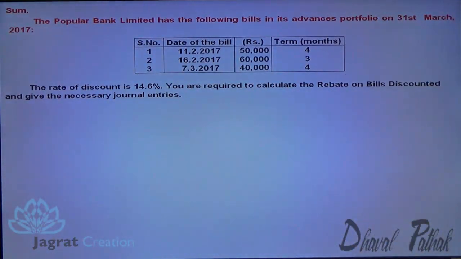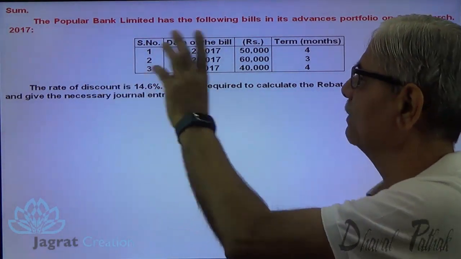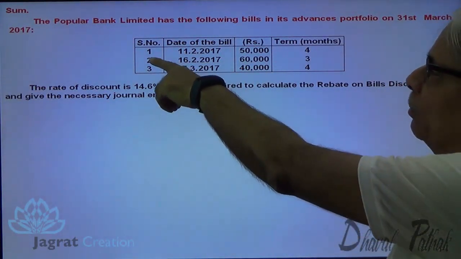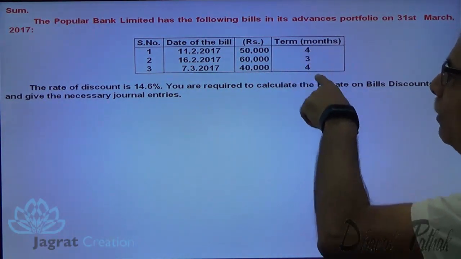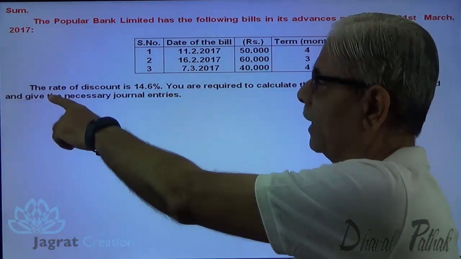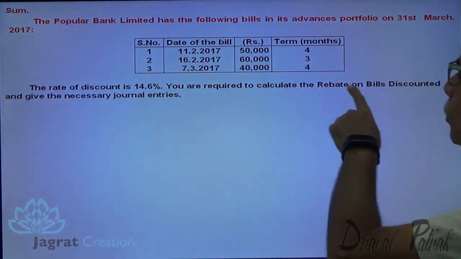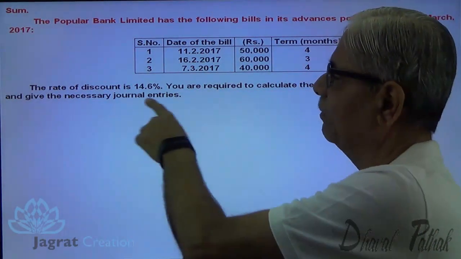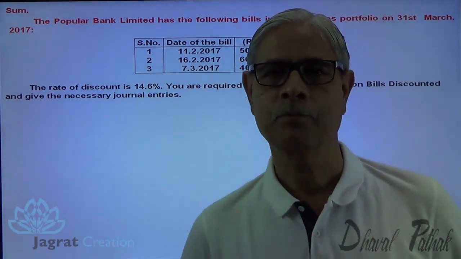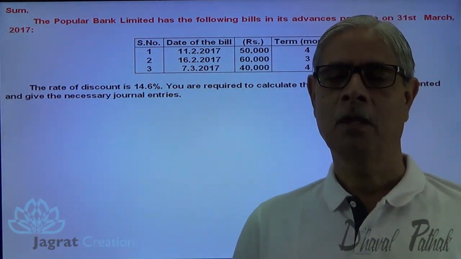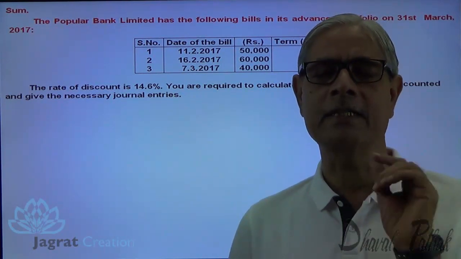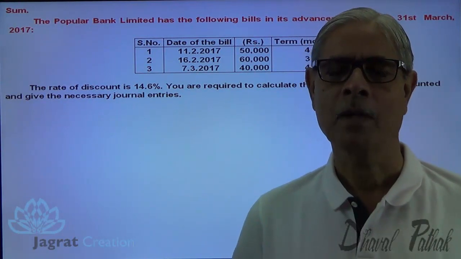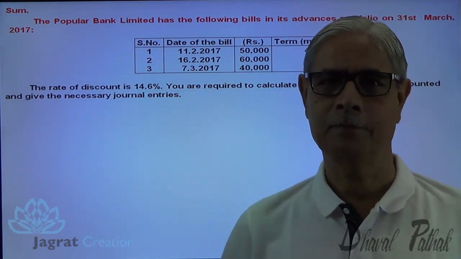Popular Bank Limited has the following bills in its advances portfolio as on 31st of March 2017. So, bill number 1, 2 and 3, date of bill, the amount of bill, and the term of bill. The rate of discount is 14.6%. You are required to calculate the rebate on bills discounted and give the necessary journal entries. Now, I am required to find out the rebate on bills discounted or discount received in advance. I am also required to write down the journal entry.